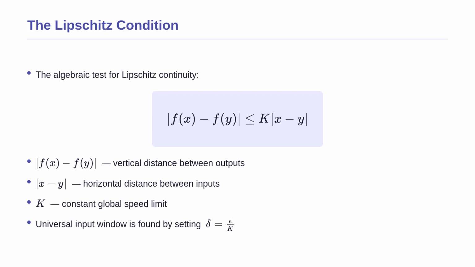In this formula, the left side represents the vertical distance between any two outputs on the graph. The right side represents the horizontal distance between the corresponding inputs, multiplied by our constant speed limit k. This inequality states that the vertical change is always less than or equal to k times the horizontal change. As the constant k increases, the function is allowed to be steeper. But as long as k is a fixed finite number, the function remains uniformly continuous. Finding the universal input window then becomes as simple as dividing your desired output tolerance epsilon by k.